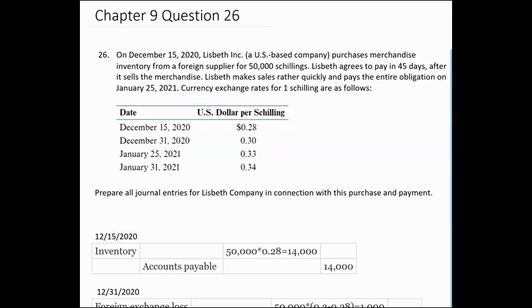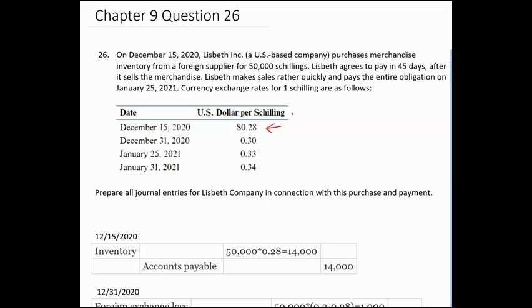On December 15th, 2020, the initial transaction day, 1 shilling is worth 28 cents of US dollars. So let's prepare all the journal entries for Lisbeth's company in connection with this purchase and payment.